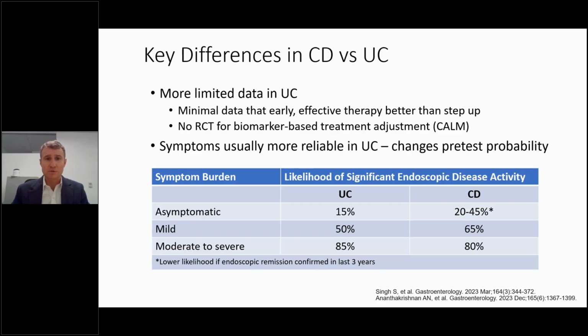Importantly, and perhaps this audience knows this very well, symptoms are much more reliable in ulcerative colitis as compared to Crohn's disease. And what this means for implementation of biomarker monitoring and subsequent clinical adjustments in therapy or decision making is that it changes the pretest probability. So if we look at the table down below, we see that comparing the likelihood of significant clinically meaningful endoscopic disease activity in individuals who are asymptomatic, there's significantly higher rates of disease activity endoscopically in Crohn's disease as compared to ulcerative colitis. So Crohn's disease needs a little bit more trust but verify as compared to ulcerative colitis.